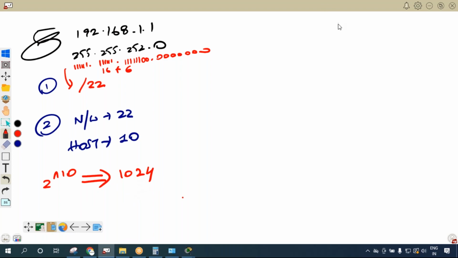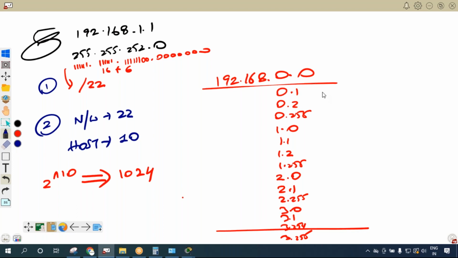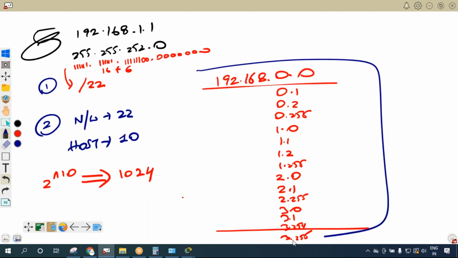Now how will this be placed? This will be placed like this: 192.168.0.0 will be the network IP. Then 0.1, 0.2, up to 0.255, then 1.0, 1.1, 1.2, up to 1.255. Then 2.0, 2.1, up to 2.255, it will go like this. Then 3.0, 3.1, 3.254, 3.255. So my dear friend, 3.255 will be the broadcast IP, and the total IP addresses will be 1024.